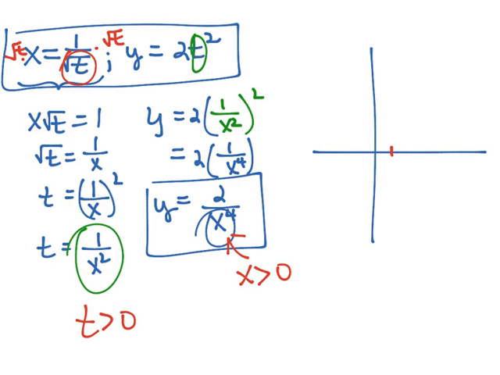So now to graph those, if I were to substitute in 1, 2 divided by 1 to the 4th would be 2. If I were to substitute in 2, I would have 2 divided by 2 to the 4th, which is 2 divided by 16, which is 1/8. And we could continue this same pattern, and we're going to get a graph that looks like this. So there is our parametric equations graphed and restricted to only positive values for x.